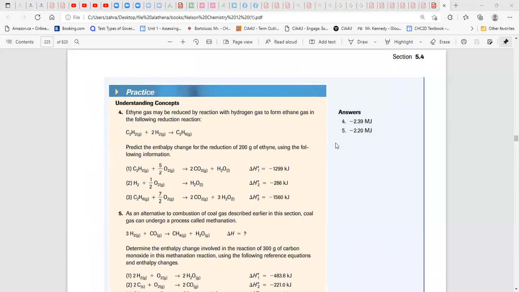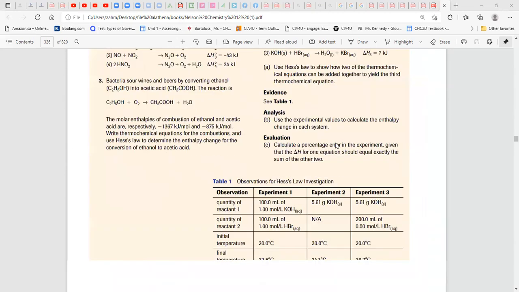Do practice, do questions 4 and 5. This is page 329.